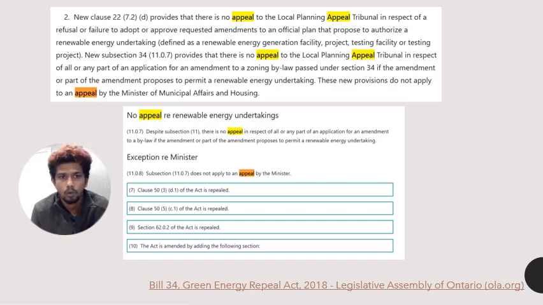New clauses provide that there is no appeal to the Local Planning Appeal Tribunal in respect of refusal or failure to adopt or approve requested amendments to an official plan that process to authorize a renewable energy undertaking. It provides that there is no appeal to the Local Planning Appeal Tribunal in respect of any part of the amendment process to permit a renewable energy undertaking. This provision does not apply to an appeal by the Minister of Municipal Affairs and Housing.